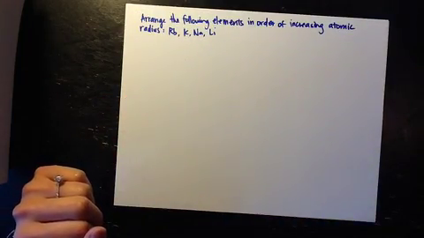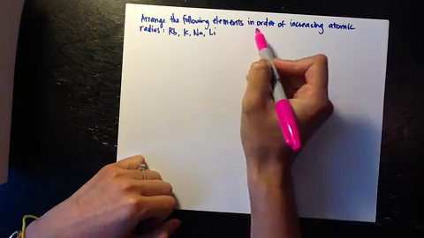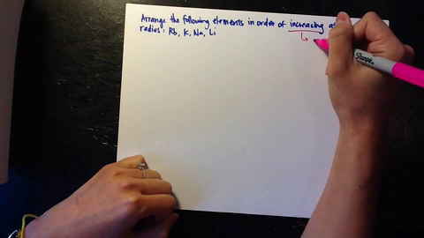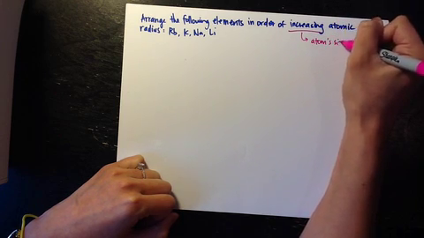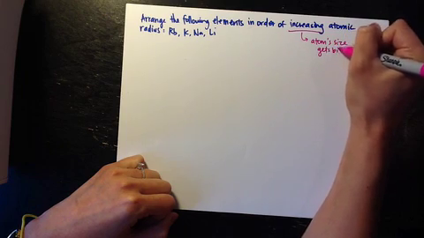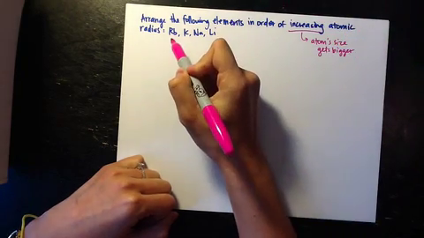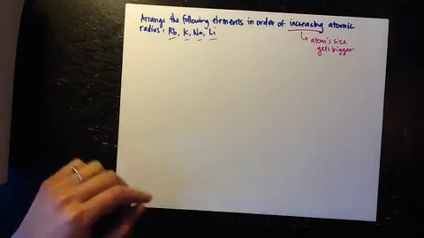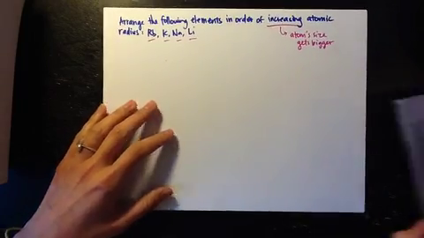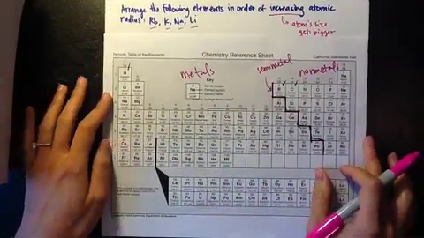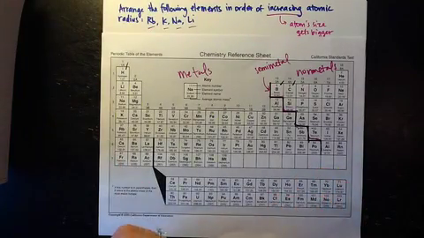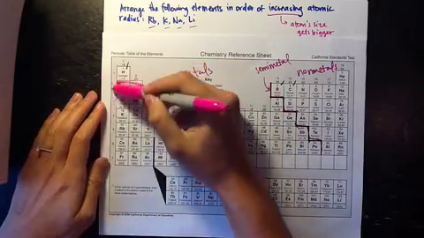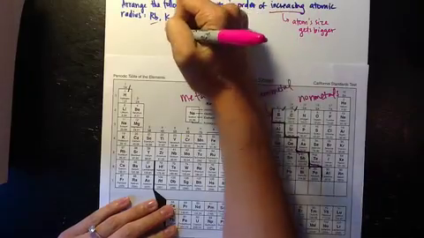Here's your practice problem. You're going to arrange the following elements in order of increasing atomic radius, meaning the atom's size gets bigger. Okay, you have Rb, K, Na, and Li. So first thing you do, look at the reference sheet. Here's my reference sheet. Let me go ahead and find Rb, K, Na, and Li. Rb, K, Na, Li. All right. So what you should notice is these four are in the same group.